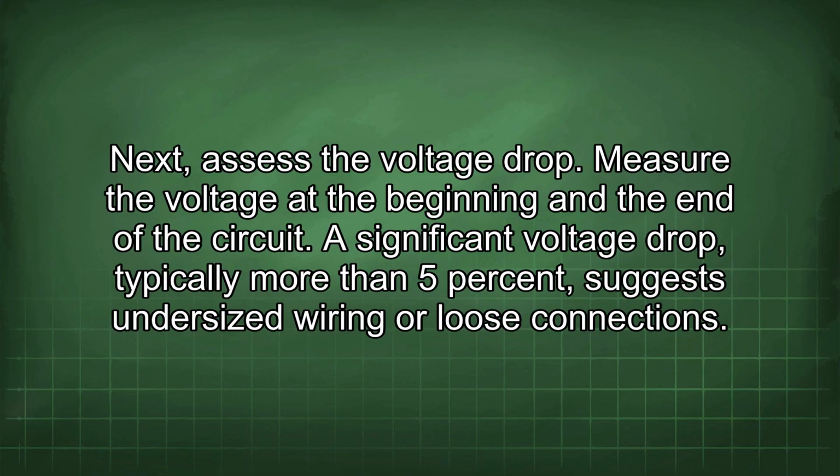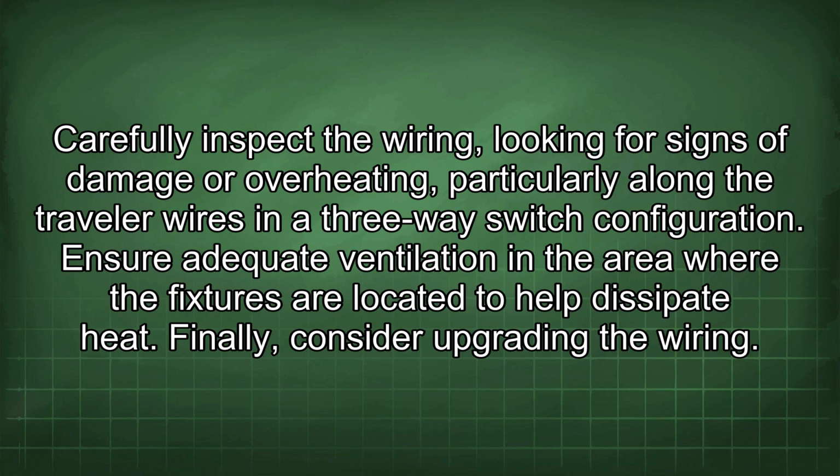Next, assess the voltage drop. Measure the voltage at the beginning and the end of the circuit. A significant voltage drop, typically more than 5%, suggests undersized wiring or loose connections. Carefully inspect the wiring, looking for signs of damage or overheating, particularly along the traveler wires in a 3-way switch configuration. Ensure adequate ventilation in the area where the fixtures are located to help dissipate heat.